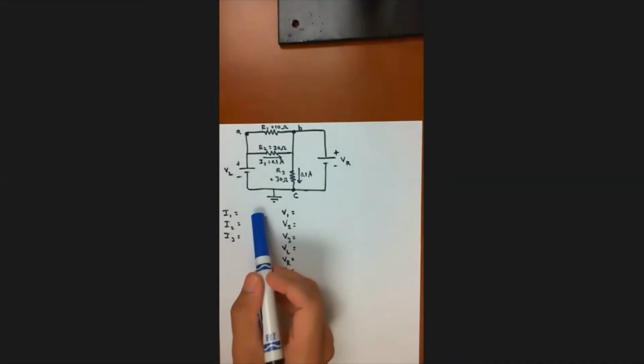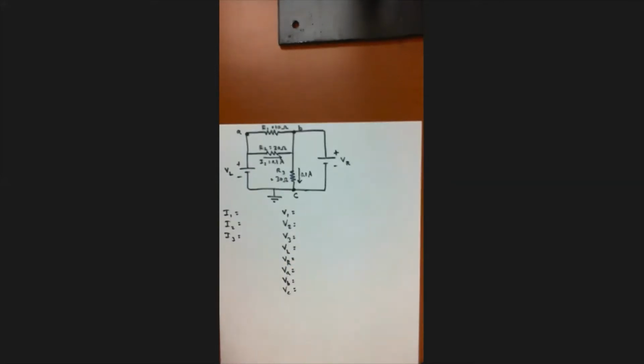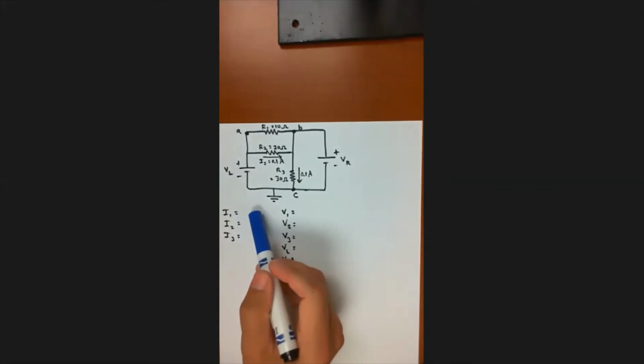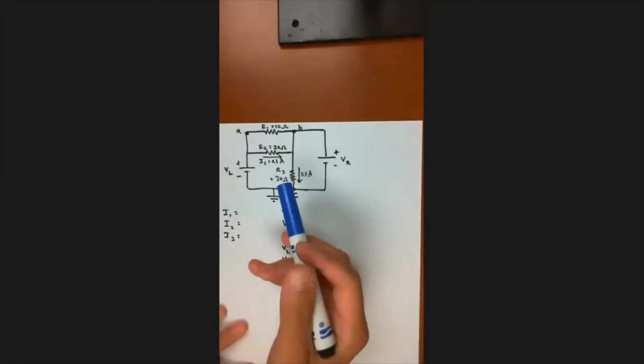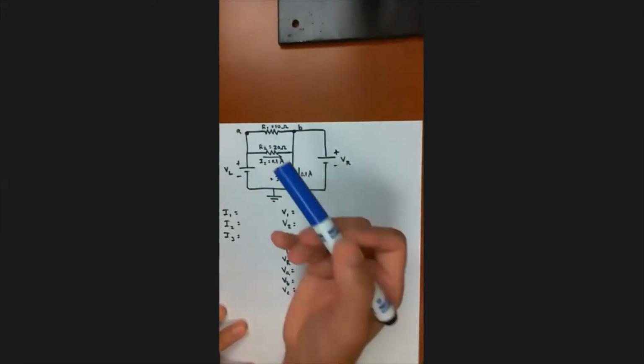Don't go back and change it, because that just makes things more confusing for you and for me as I'm trying to look through your work and understand what you did. So if you get a negative value for current, leave it. Don't go back and change it. That just means that your assumed current direction was actually backwards.